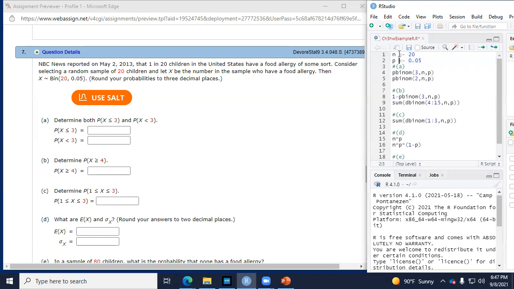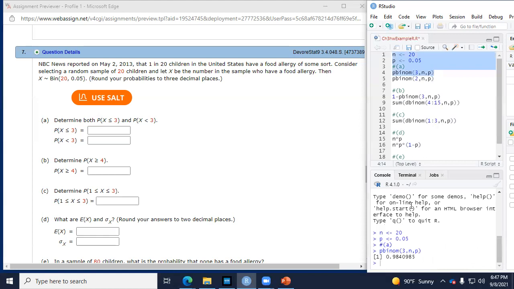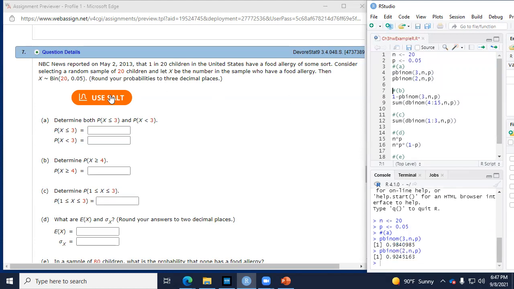We just run this. You can also run line by line. I just highlighted them both and ran them at the same time. So this gives you the probability. The question you are going to see may not have the same numbers, so what I got here may not be the answer to your question.